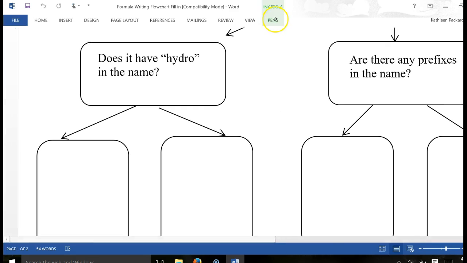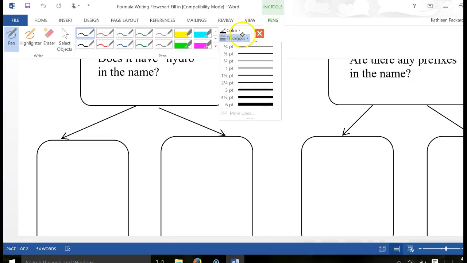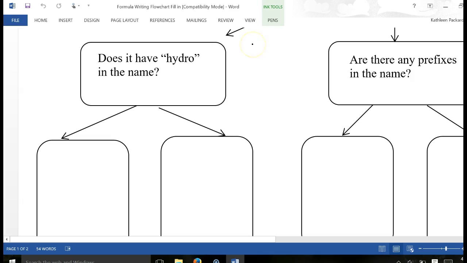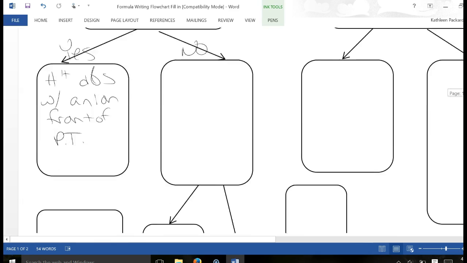Does it have hydro in the name? So I'm going to get some pen, and I'm going to make it kind of on the thin side. Okay, so does it have hydro in the name? So yes and no. So what you're going to do is you're going to do H1 plus. You're going to drop and swap with an anion from the front of the periodic table. Okay, so you're only looking at the front. If it has the word hydro in it, it's only in the front.